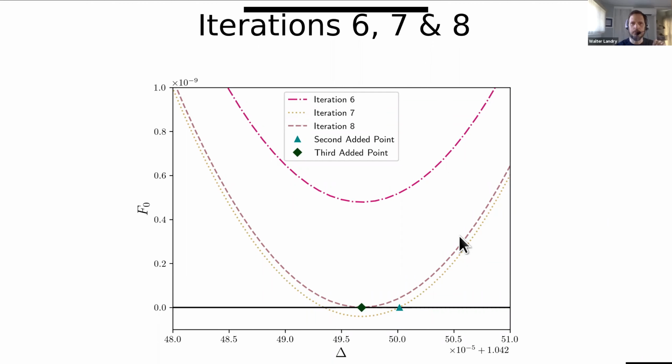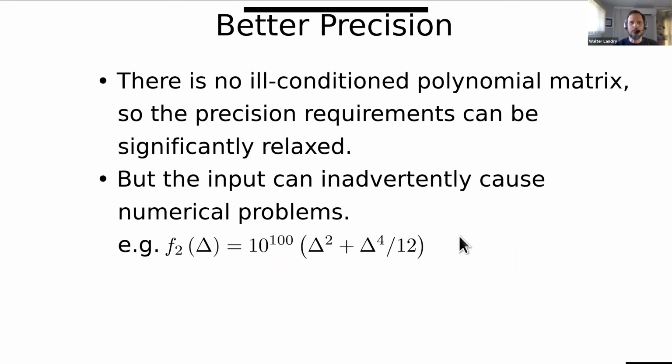All right. So this works okay. There's no ill-conditioned polynomial matrix, so I can reduce the precision somewhat. But if you give it bad input, you're still going to have problems. If you put weird scalings in your functionals, which everyone does because it's hard not to, you can inadvertently cause a lot of numerical problems.